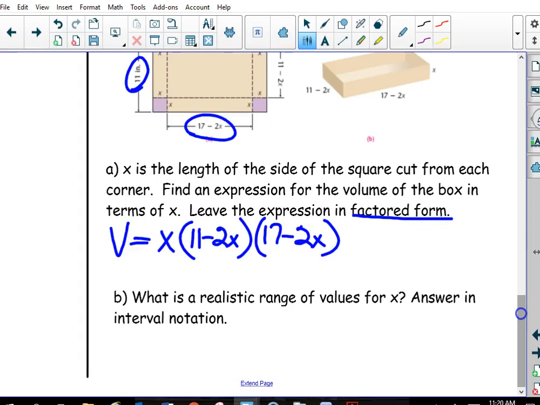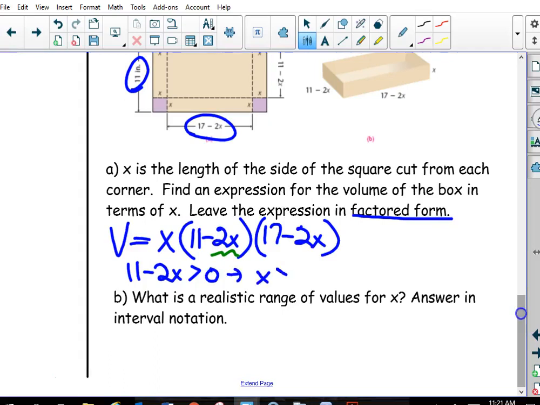So here's the deal. x needs to be greater than 0, but it also can't be so big that when we subtract 2x from 11, we get a negative number. So that means that our limiting width here is going to be 11 minus 2x needs to be greater than 0. So if we solve this, we add 2x to both sides and then divide by 2, we'll get 11 halves.